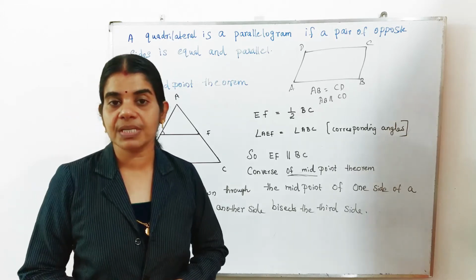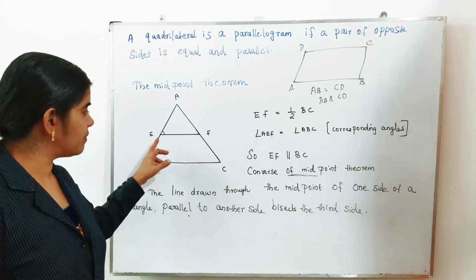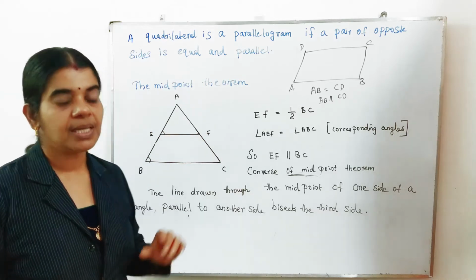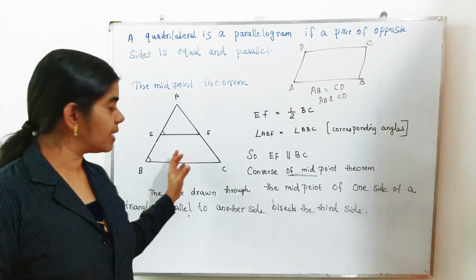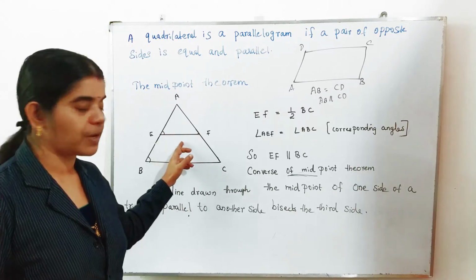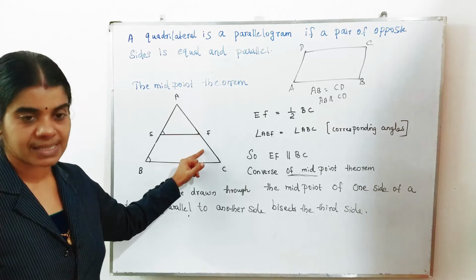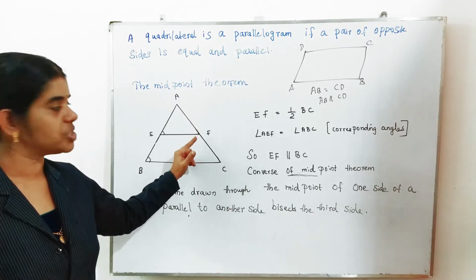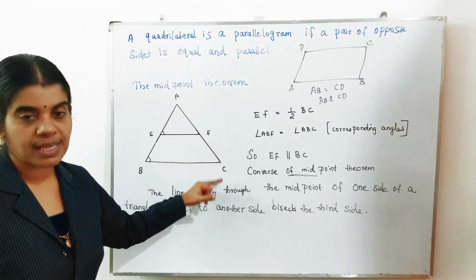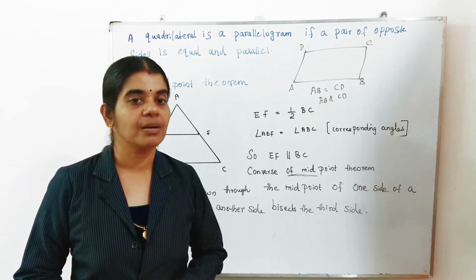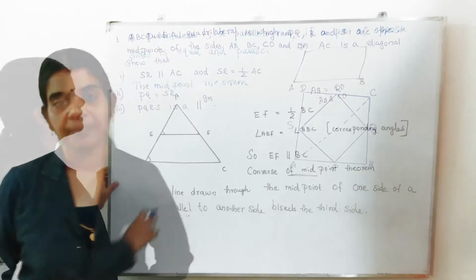Then what is meant by converse? Suppose the midpoint of one side is given. We draw one line parallel to the third side through that midpoint. Then that line surely bisects the third side, so F will be the midpoint of AC. This is known as the converse of the midpoint theorem. Using this we are doing some exercise questions.